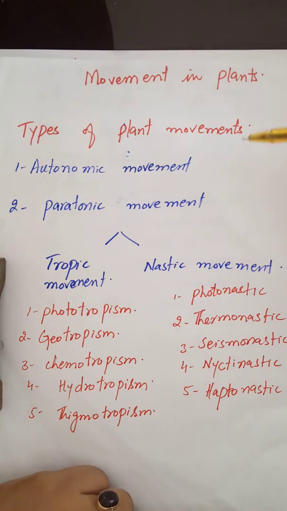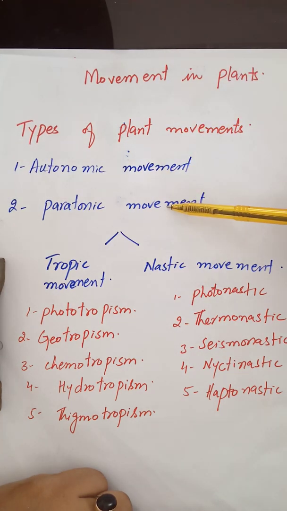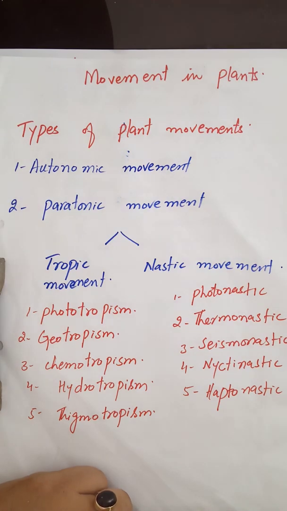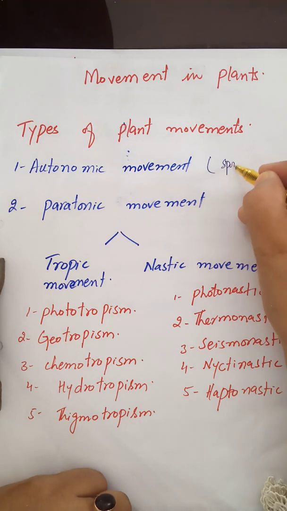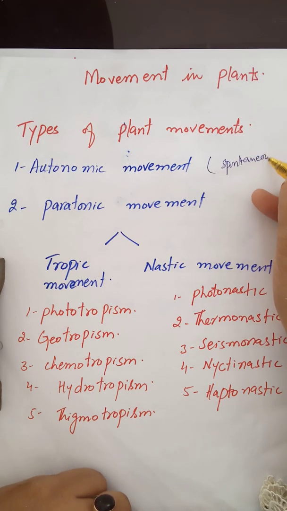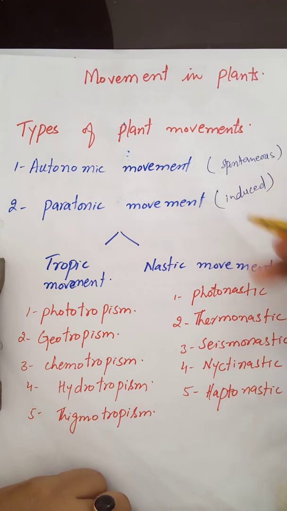This is your botany teacher. Today we are going to discuss the topic movement in plants. We were discussing it already in my previous lectures. I have told you there are two types of plant movement, autonomic and paratonic. Autonomic movement is also known as spontaneous movement and paratonic movement is also known as induced movement.